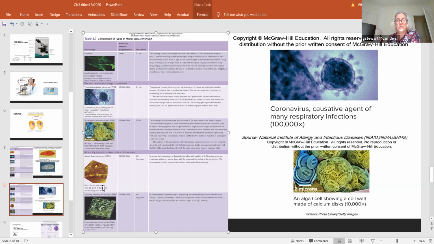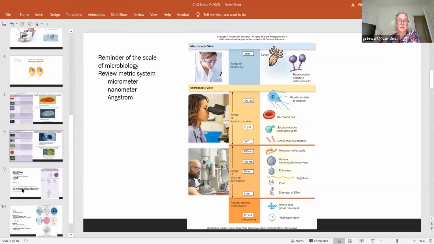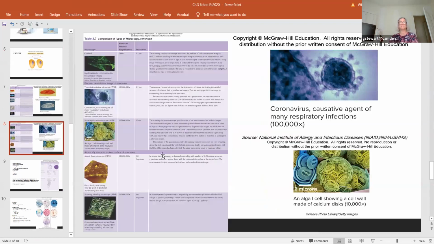I'm just going to mention these other two types here, the atomic force and the scanning tunneling. You might remember that in this diagram here, these are the types of microscopes that we can use to look at DNA and amino acids and even atoms themselves, which is kind of crazy.